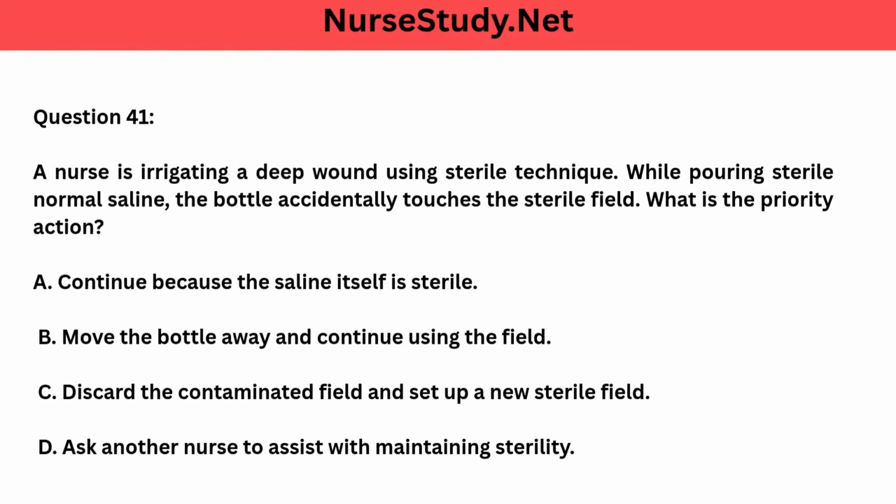Question 41. A nurse is irrigating a deep wound using sterile technique. While pouring sterile normal saline, the bottle accidentally touches the sterile field. What is the priority action? A. Continue because the saline itself is sterile. B. Move the bottle away and continue using the field. C. Discard the contaminated field and set up a new sterile field. D. Ask another nurse to assist with maintaining sterility.